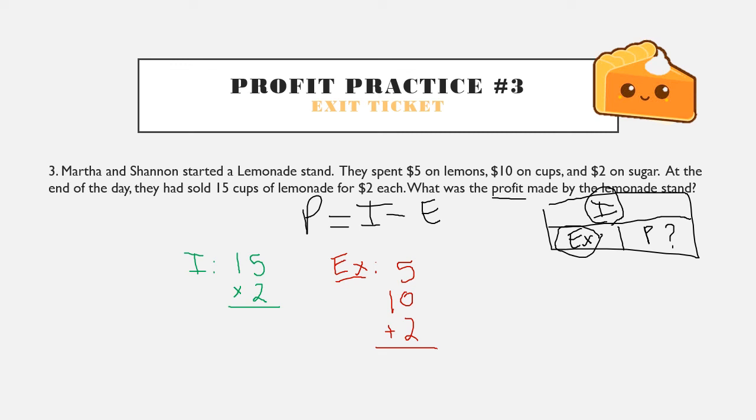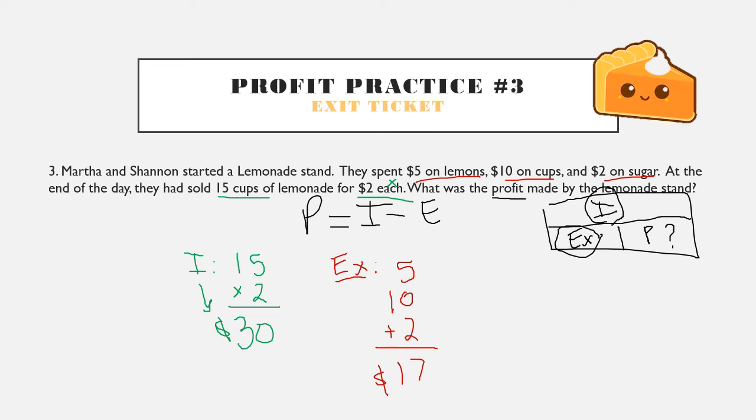Okay, to find my total income, I know there are 15 cups of lemonade sold for $2 each. $2 each, that's a key word for equal groups multiplication. So my income is going to be 15 times 2, and this is going to be 30. So Martha and Shannon made $30 at their lemonade stand. How much did they spend on supplies? Well, they spent $5 on lemons, $10 on cups, and $2 on sugar. So if I add those all up, they spent $17.